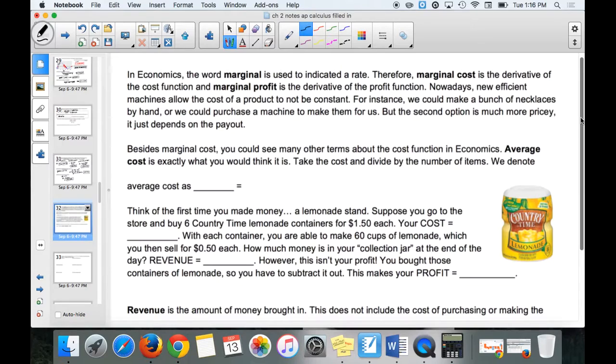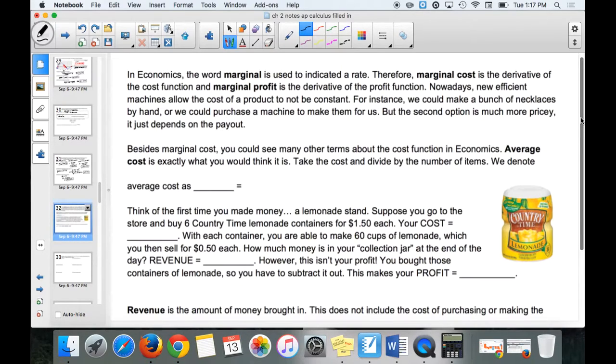All right. So basically it just depends on the payout. How much are you making per necklace and so on? If you're making more necklaces, is it worth it in the end? So besides marginal cost, you could see many other terms about the cost function in econ. So average cost is exactly what you think it is. What do you guys think average cost would be?